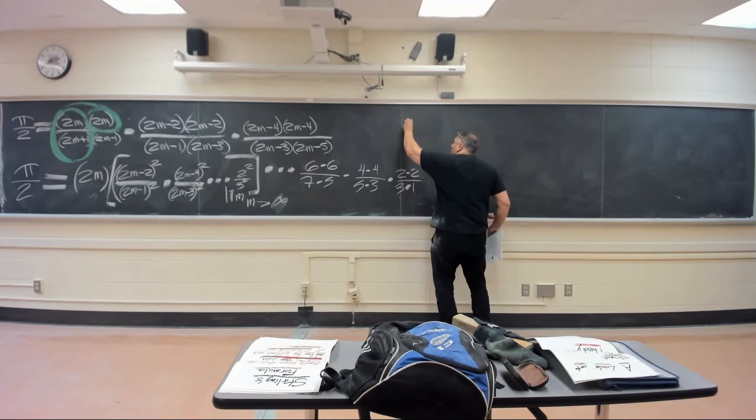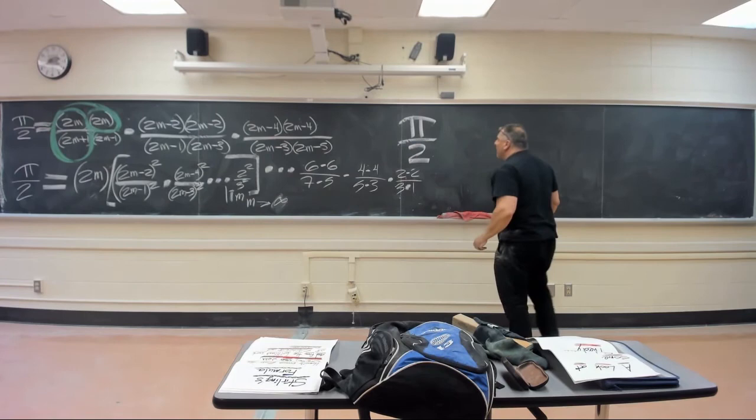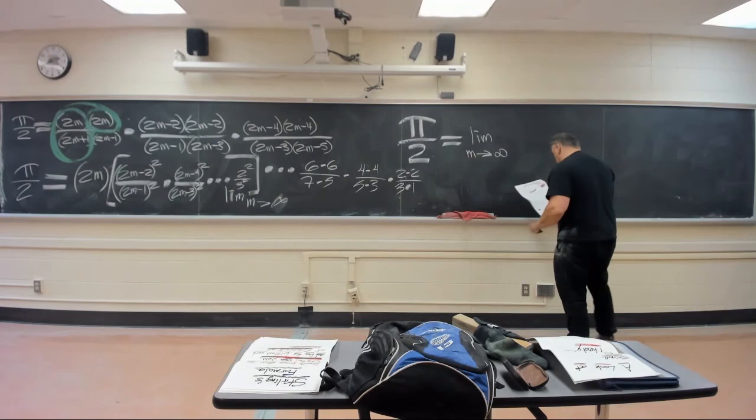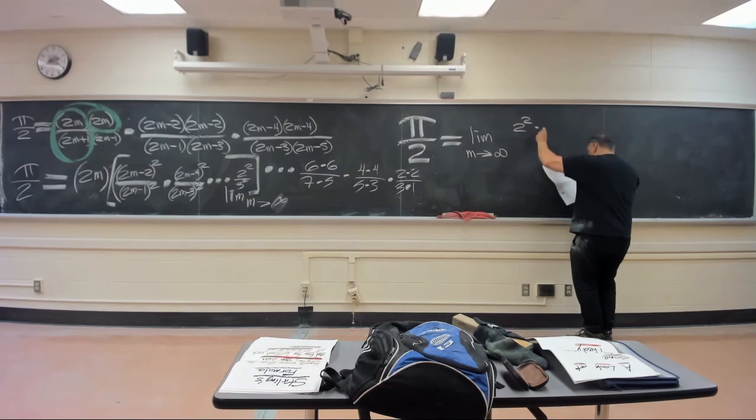All right. Pi over 2, and they're just telling us the limit as m goes to infinity. And yeah, guys, it's the same exact thing I just wrote. Forgive the repetition on this, but let's talk.